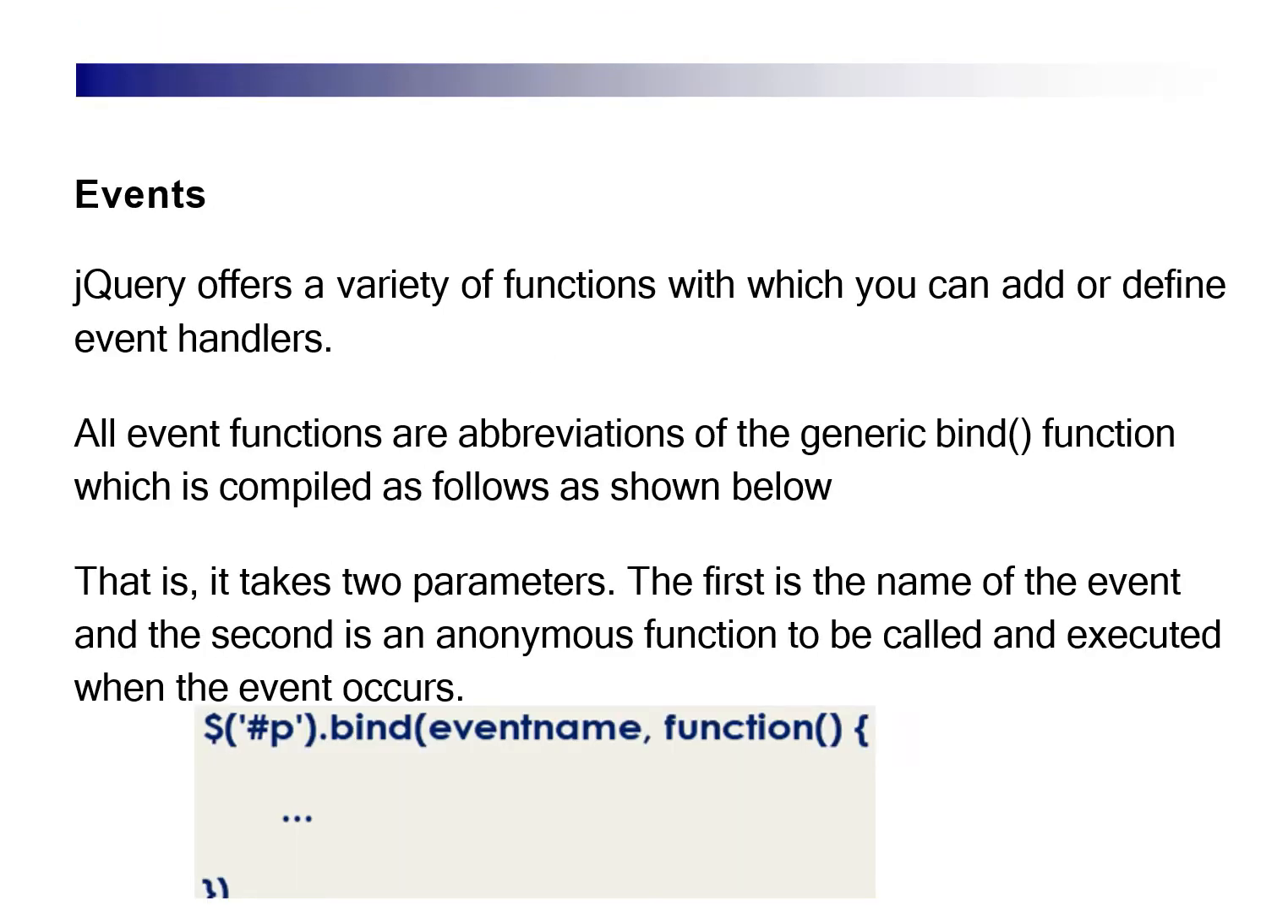Events. jQuery offers a variety of functions with which you can add or define event handlers. All event functions are abbreviations of the generic bind function, which is composed as shown below. That is, it takes two parameters. The first is the name of the event, and the second is an anonymous function to be called and executed when the event occurs.